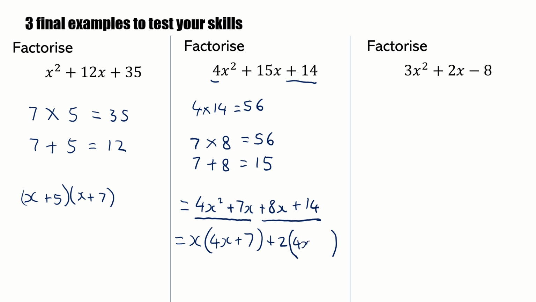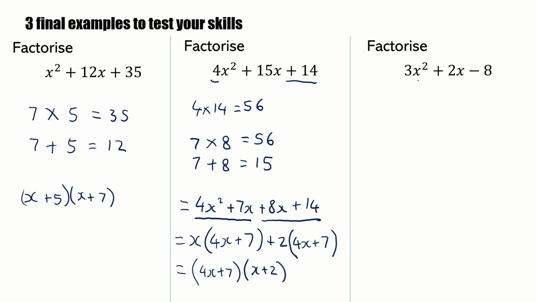X divided by no algebra is x. 14 divided by 2 is positive 7. And then there's no algebra to deal with. And we are already feeling very confident there's a 4x plus 7 in both places. And so therefore, the final answer is going to be 4x plus 7 and x plus 2.